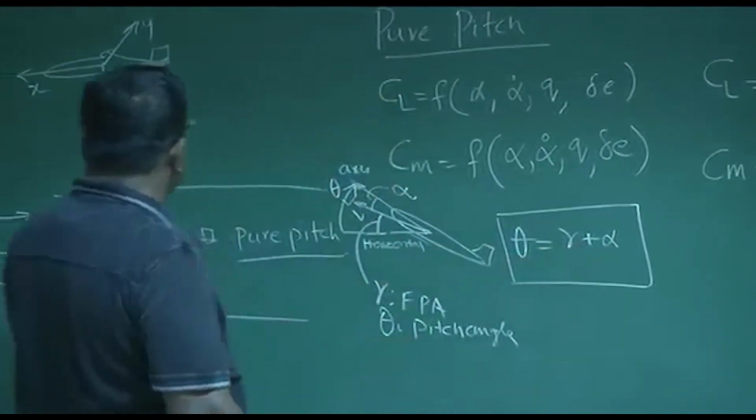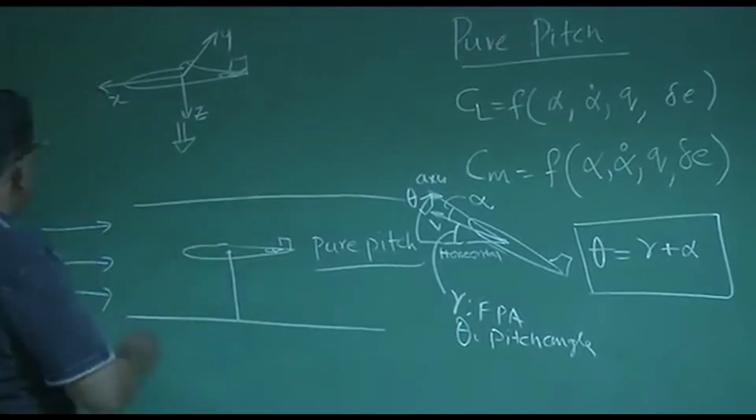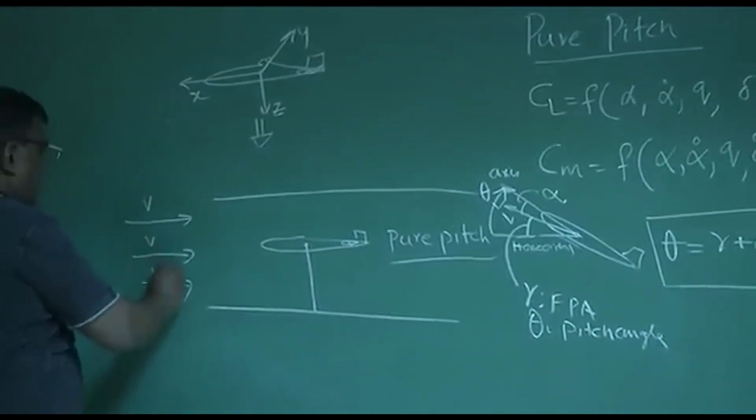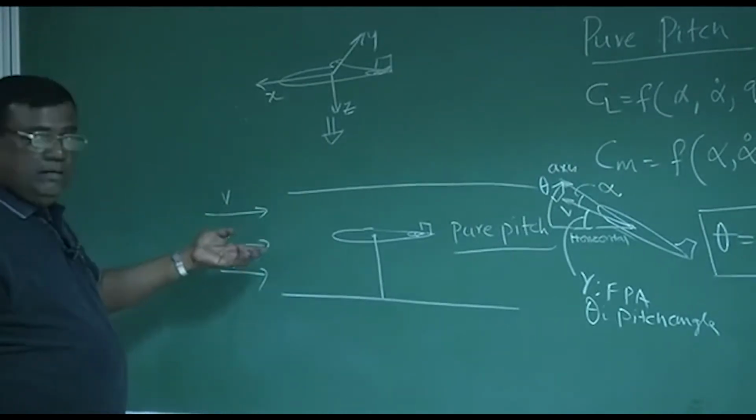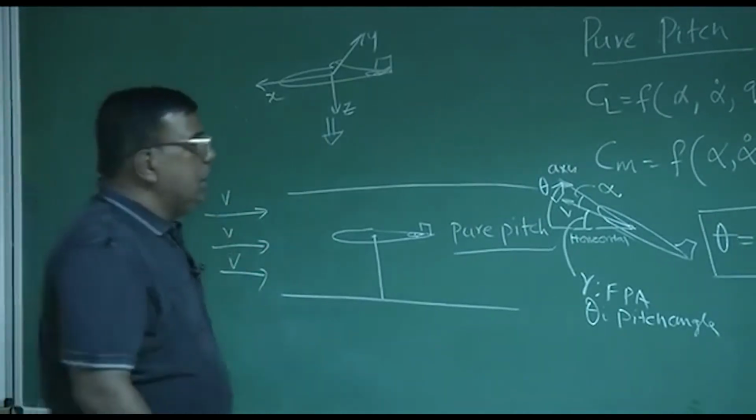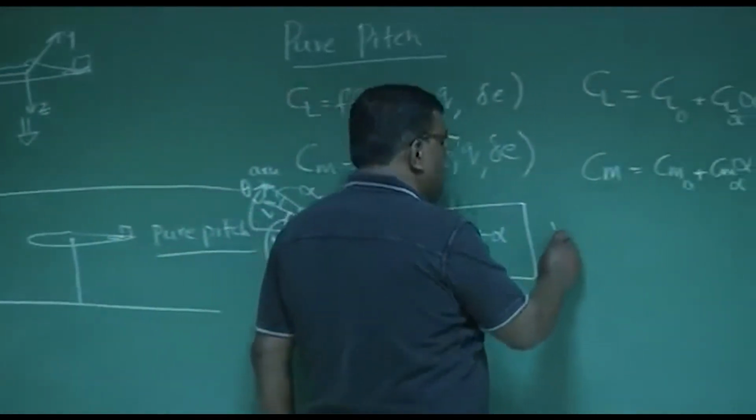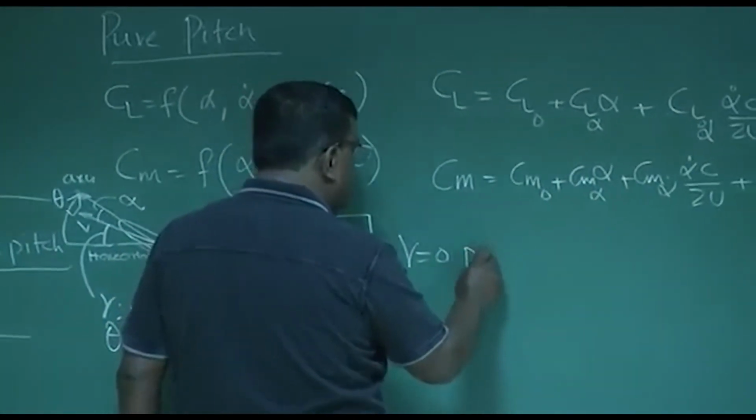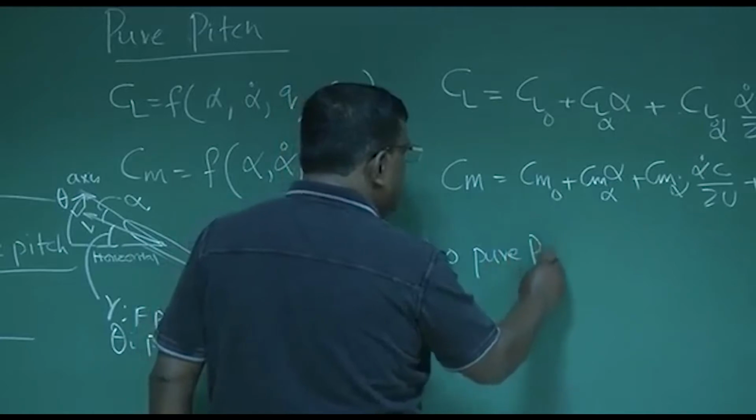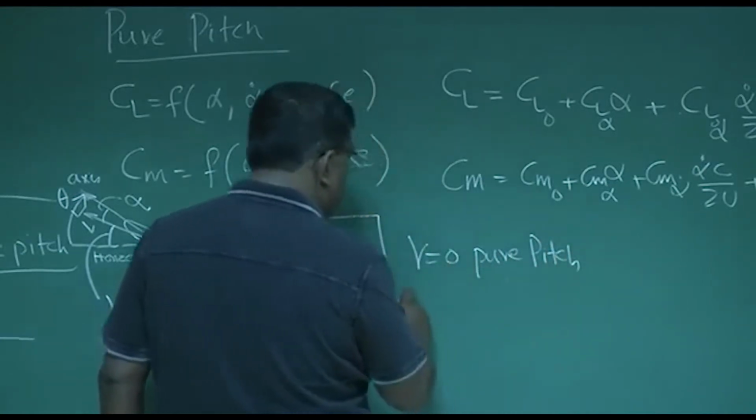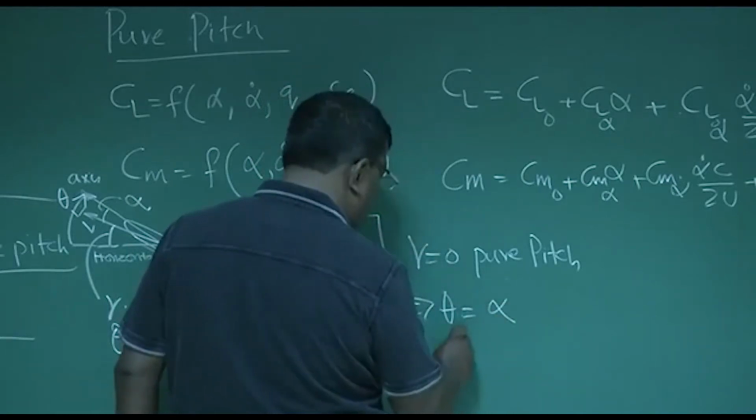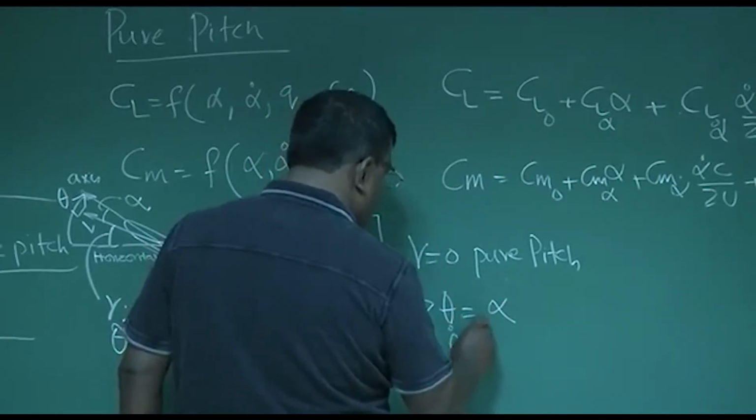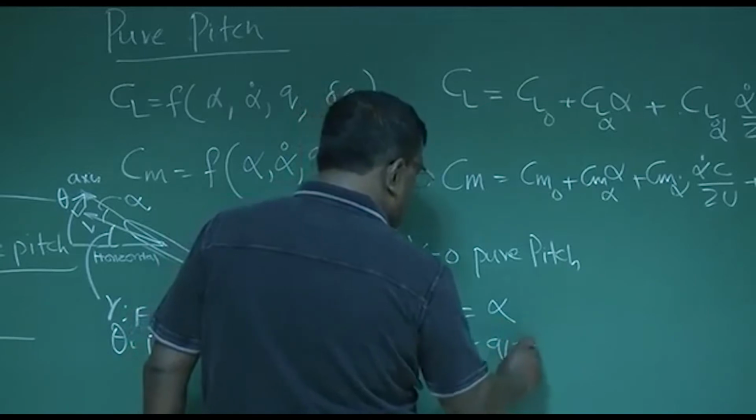But what happens in a tunnel? If I am doing a tunnel test, this is the velocity vector. The velocity vector never changes direction. The relative wind velocity doesn't change. So gamma is 0. For a pure pitch, gamma is 0 implies theta equals alpha, or theta dot roughly equals q and equals alpha dot.